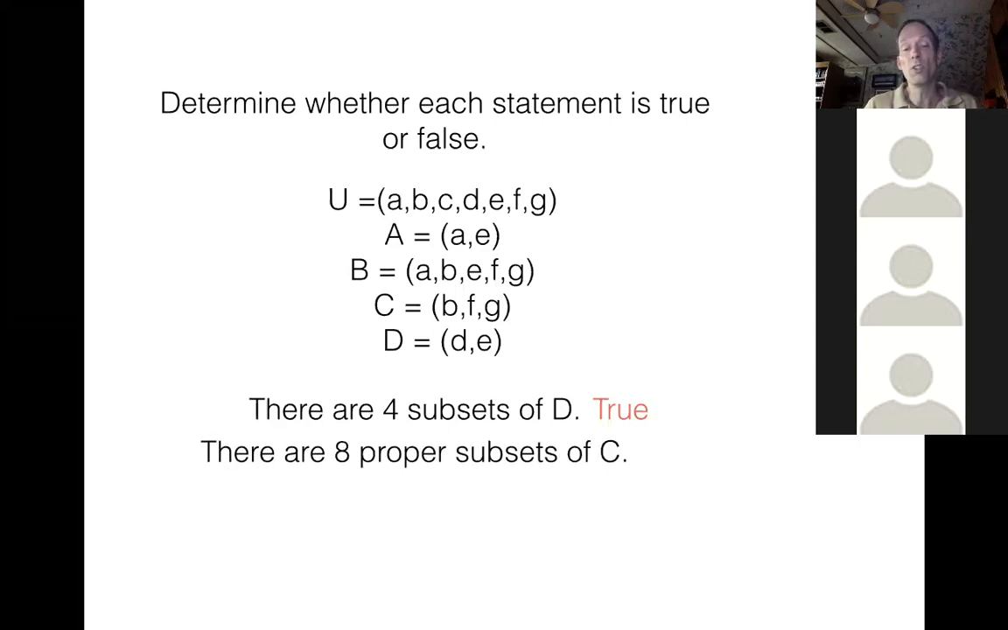And let's do it just once more. For number 2, Caroline, what do we think? It says 8 proper subsets of C. This one's all you. And you have to be careful. This one does have a trap in it.